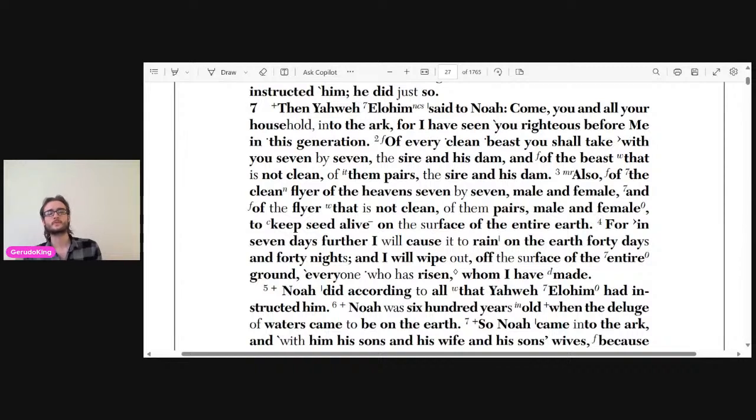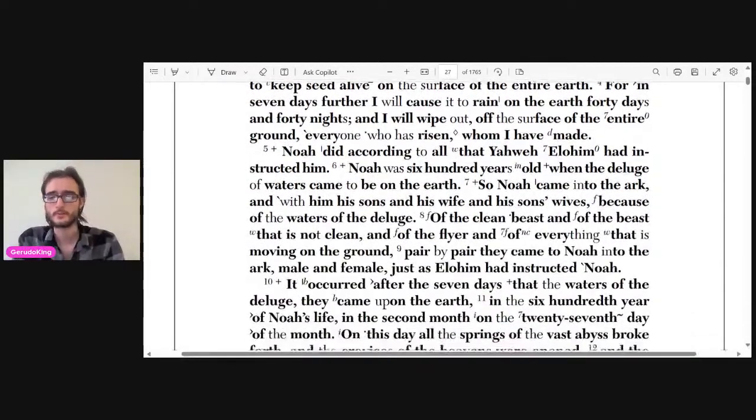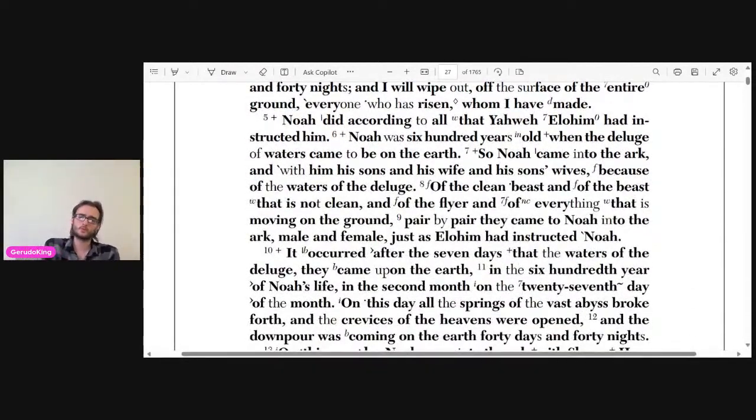For in 7 days further I will cause it to rain on the earth 40 days and 40 nights. And I will wipe out off the surface of the entire ground everyone who has risen, whom I have made. Noah did according to all that Yahweh Elohim had instructed him. Noah was 600 years old when the deluge of waters came to be on the earth.